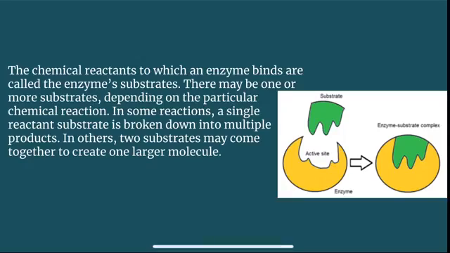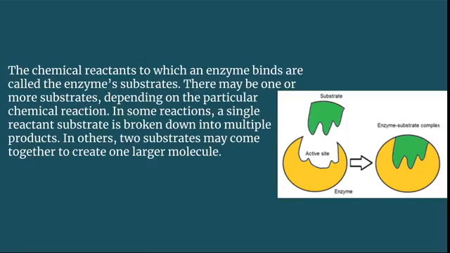The chemical reactants to which an enzyme binds are called the enzyme substrates. There may be one or more substances just depending on the particular chemical reaction. In some reactions, a single reactant substrate is broken down into multiple products, but in others, two substances may come together to create one larger molecule. And each enzyme is specific. They do recognize that specific shape of substrate in which they react.